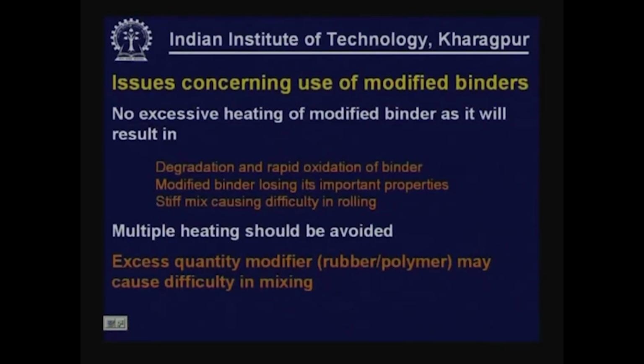There are certain issues that we need to be concerned about when we use modified binders. These binders should not be heated excessively, as it may result in degradation and rapid oxidation of the binder, and the modified binder may also lose its important properties. Stripped mix may be formed, causing difficulty in rolling. So, excessive heating should be avoided as far as possible. Also, we should not be heating this binder repeatedly, multiple heating should be avoided.